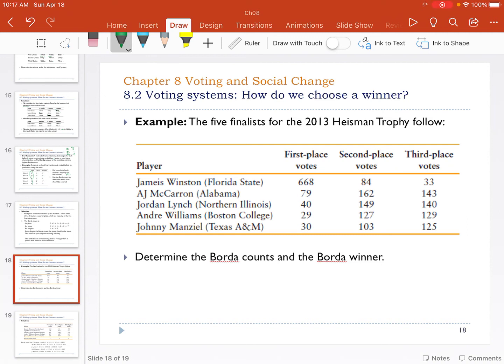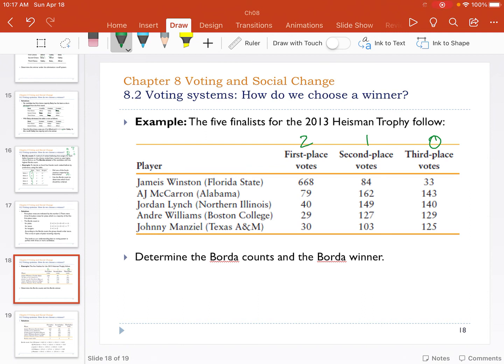And as before, the last place vote gets 0. So you start with that. In case there's a fourth place vote, they would actually get 0 points too. So if I can get the pen to work, it's always an issue. So 0 points for the third place votes. You get 1 point for a second place vote, but you get 2 points for first place votes. So looks like Jameis Winston is going to run away with it because 668 first place votes is going to be pretty hard to beat.